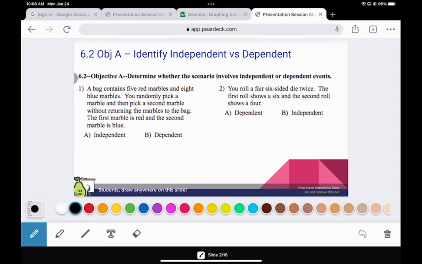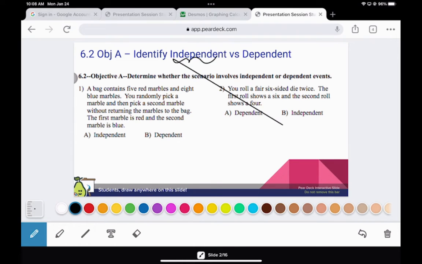Okay, so this one, independent versus dependent. The name says it all, right? Independent means you have two events, one does not affect the other. Dependent means this event will affect the other one. So that's what you want to write down, so do so.